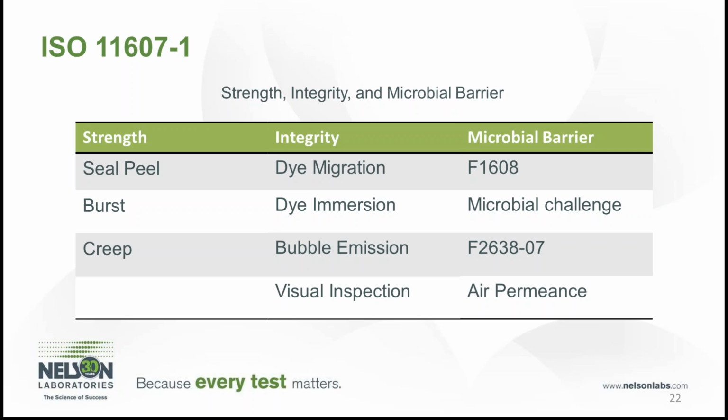The F2638 test is also for porous material like the F1608, but instead of using microorganisms, it uses latex spheres and variable flows to find the penetration max percent of the porous material. Air permeance looks to see how well your material is non-porous. This one's specific for non-porous type packages.